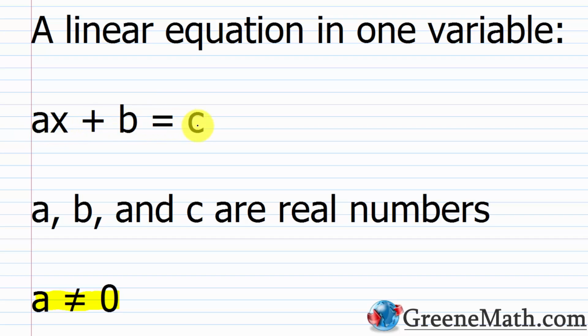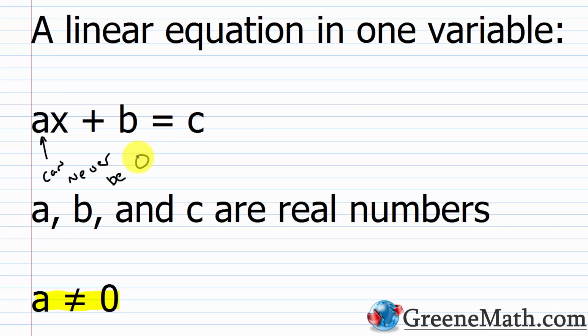So, again, let me reiterate. ax + b = c is our general form for a linear equation in one variable, where a, b, and c are real numbers, so any numbers that you can think about, and a can never be 0. So this can never be 0.